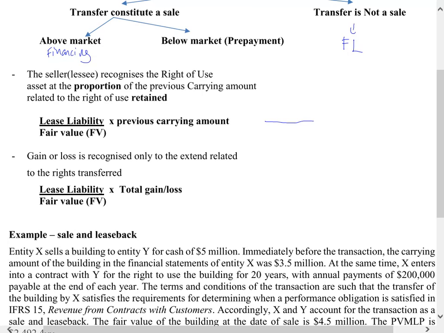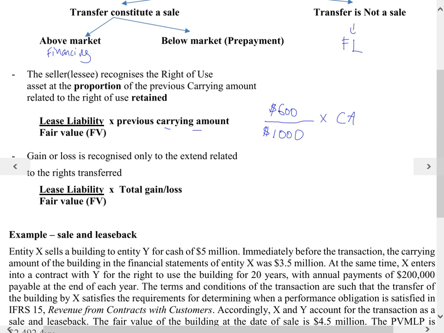If the fair value of the asset I sell is 1,000, when I lease back 600, sorry. So it means I sell 1,000, I lease back 600, I recognize back 600. So I retain how many percent? 60%, right? So I retain 60% of the carrying amount. Can you understand the meaning behind this formula?